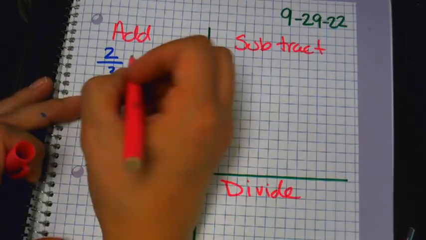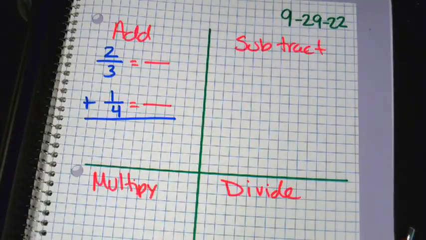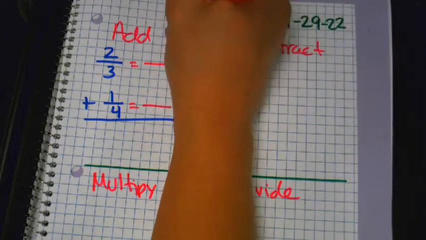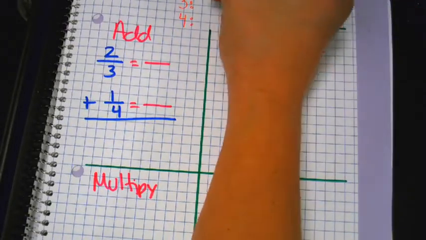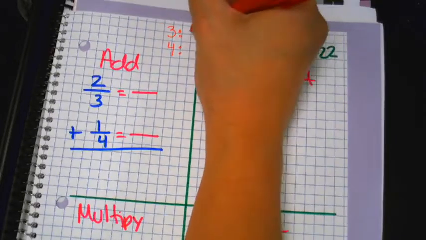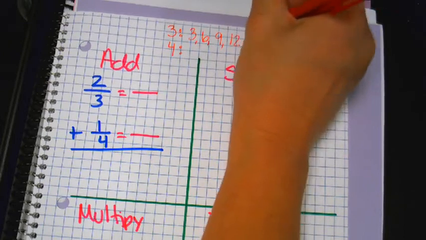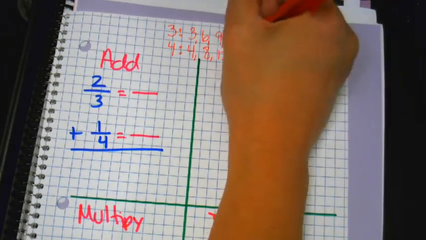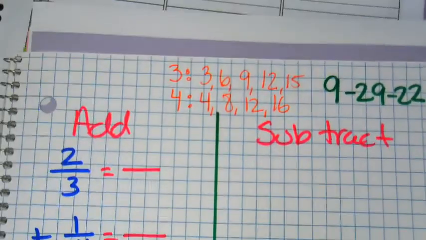So, set this equal to a new denominator. It has to be the same number. What does 3 and 4 have in common? 12. If you don't know, you can write this down. So you start multiplying by 3: 3, 6, 9, 12, 15. 4, 8, 12, 16. You know, I did extra numbers, right? Just to prove a point.